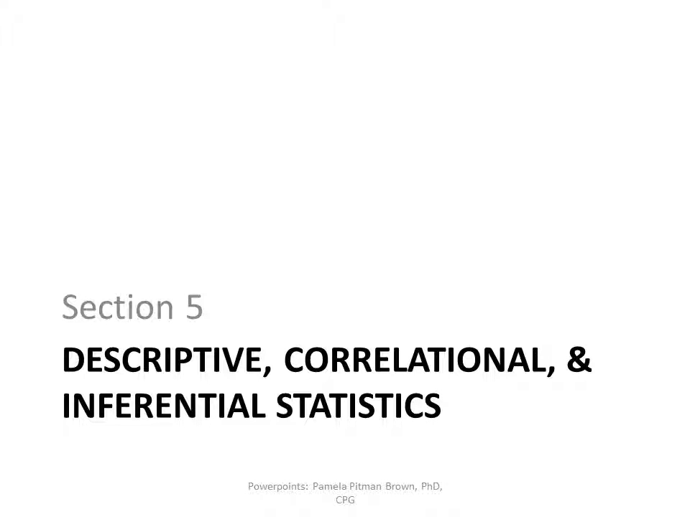This is Section 5, Descriptive, Correlational, and Inferential Statistics in Making Sense of Statistics, 6th edition.